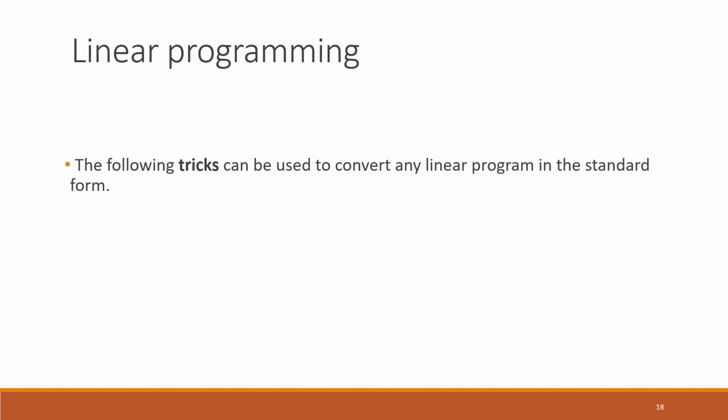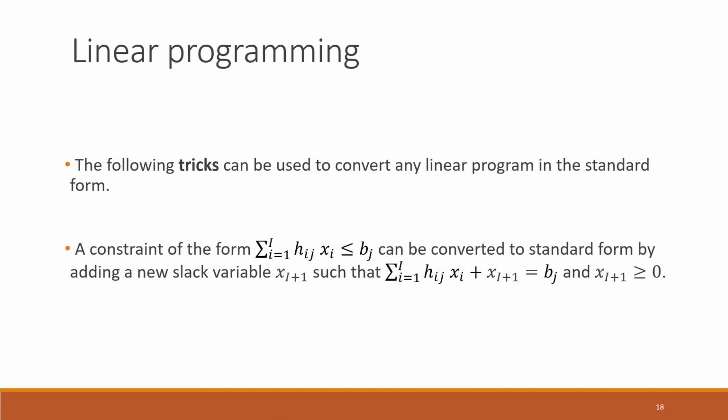Now, the following tricks can be used to convert any linear program to the standard form. So, for example, if we have a constraint of this type, summation h_ij x_i less than or equal to b_j, we can convert this into the form of constraints shown in the standard form by introducing a new slack variable x_(I+1) such that the summation h_ij x_i plus x_(I+1) is equal to b_j, and we put this additional constraint that x_(I+1) is greater than or equal to 0. So, you can see that this is equivalent to the original constraint that we have here.